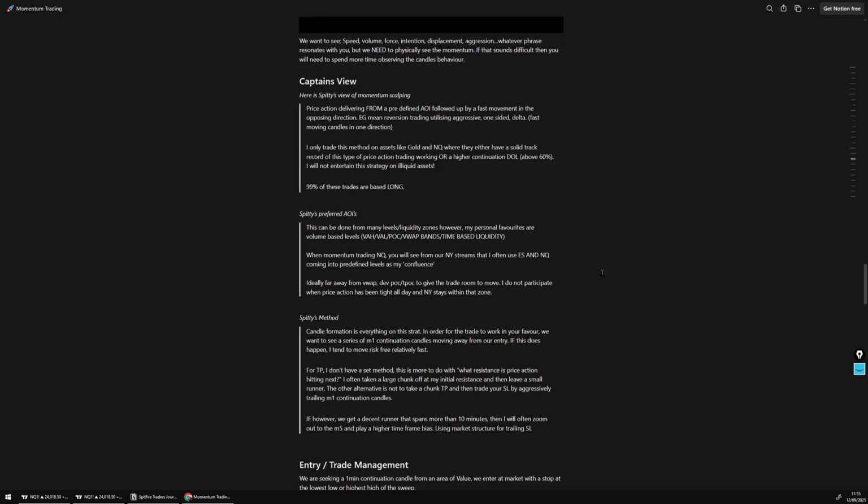Now, obviously, if you do start to see ES coming into a major level, but NQ isn't quite at a major level, then I will utilize ES being at a major resistance level as a take profit.